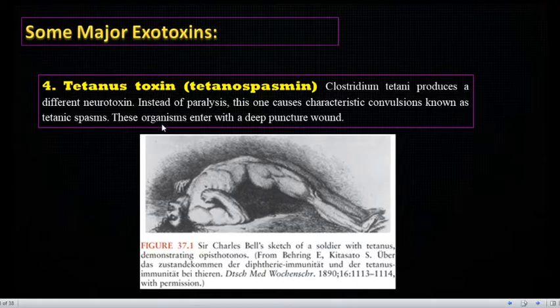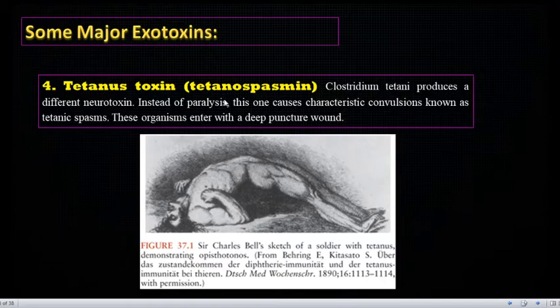Now, the opposite of our botulinum toxin, your tetanus toxin causes characteristic convulsions known as tetanic spasm. So, it is not limp. When you say spasm or tetanic spasm, this is characterized by stiffness of your jaw muscle. So, the jaw stiffens, or simply called lockjaw. Okay? And then, it is also characterized by involuntary muscle cramps and contractions in your hands and feet.